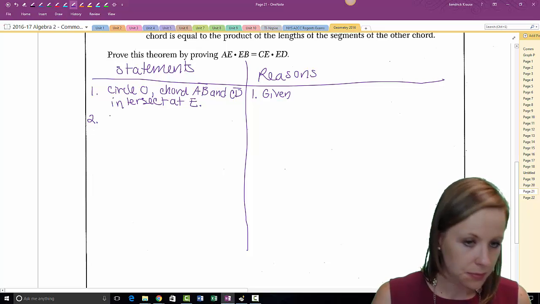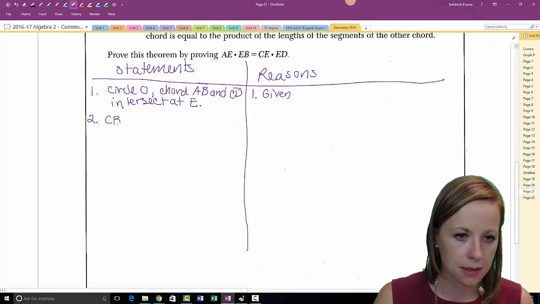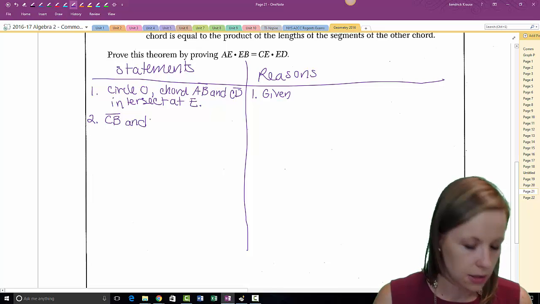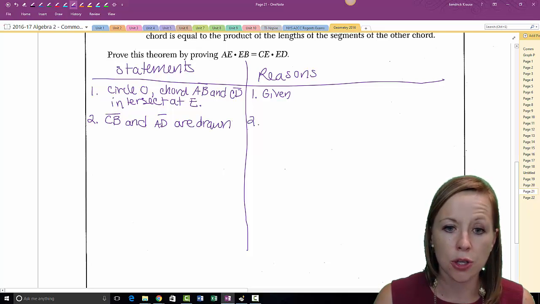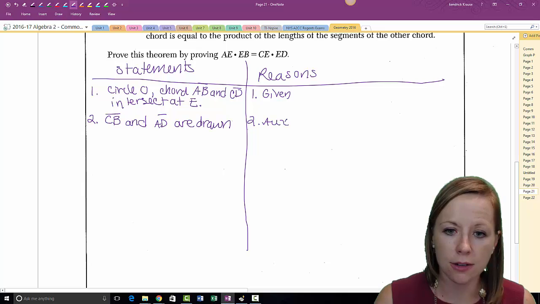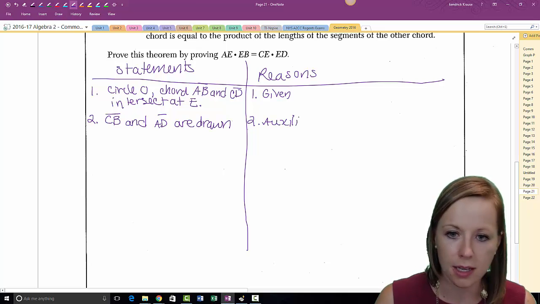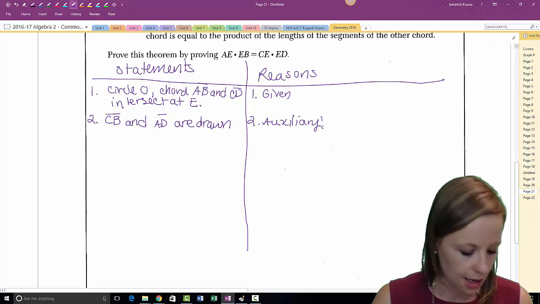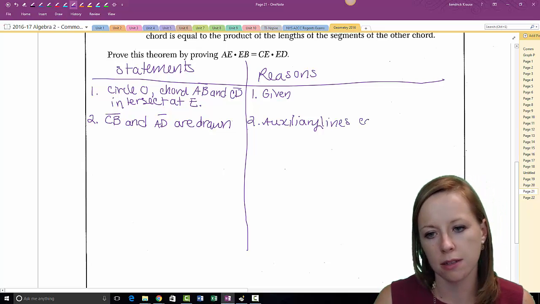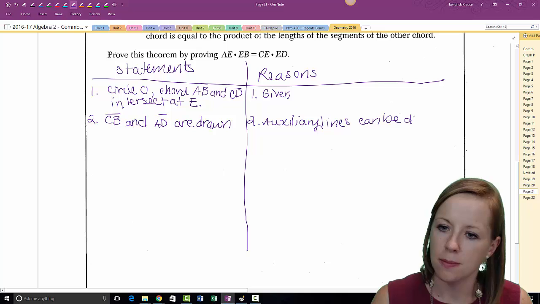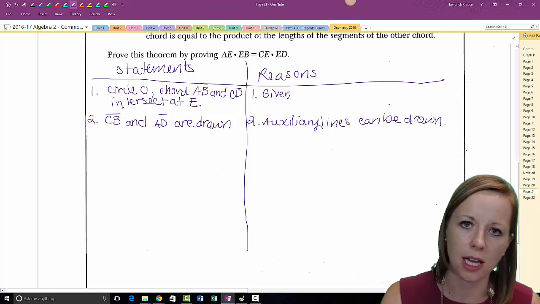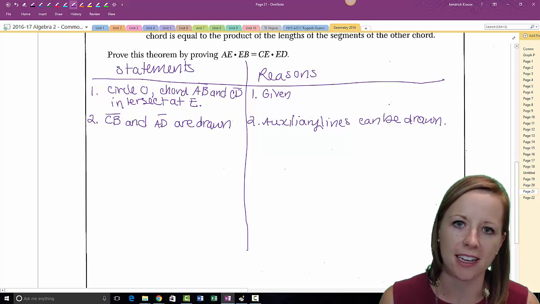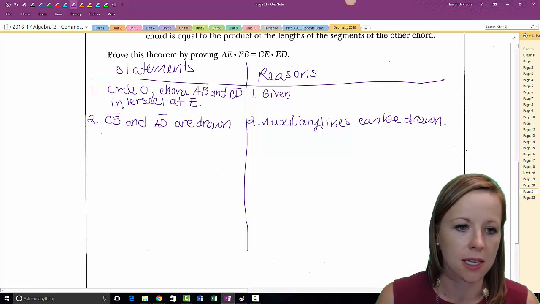So CB and AD are drawn. Sorry, I have to look down instead of looking up. It makes it easier. So 2, you have to just say auxiliary lines can be drawn. Now, if I were you, I would use my graph paper behind this page so I had straight lines and a writing size, just a piece of advice.